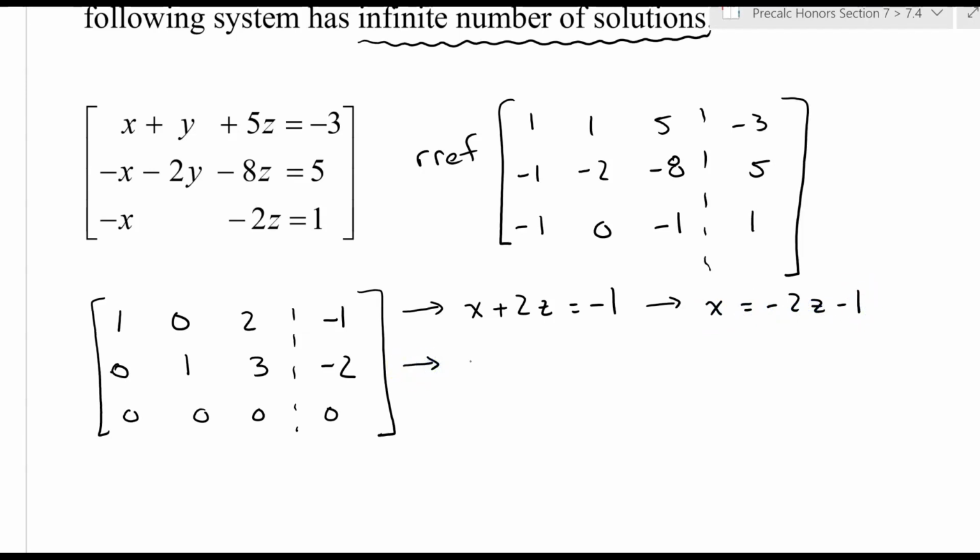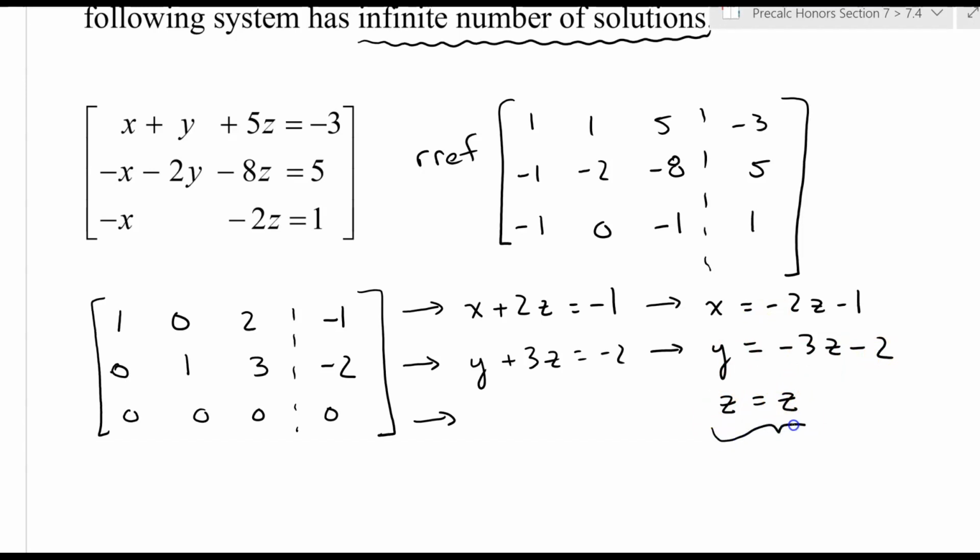And then for the next one, we would have y plus 3z is equal to -2. And again, we'll solve this one for y. So we have -3z minus 2. And then this last one here, we end up with all zeros. So essentially, what this means is that z is equal to z. So if we end up with a row of zeros here, we have x is equal to an expression, y is equal to an expression, z is going to be equal to itself.